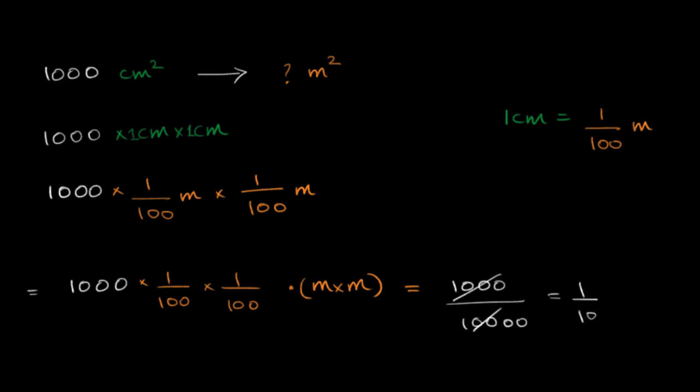1 by 10, and the meter square would have come along with me, meter squared. So 1/10 of a meter squared, or 0.1 meter squared.